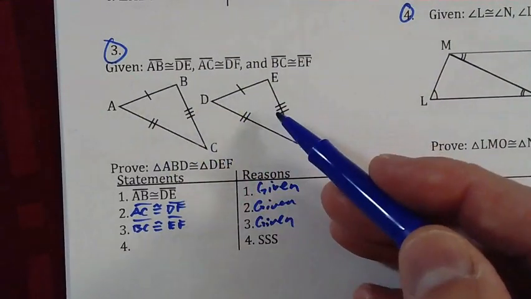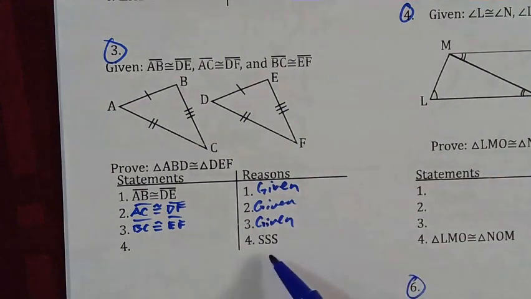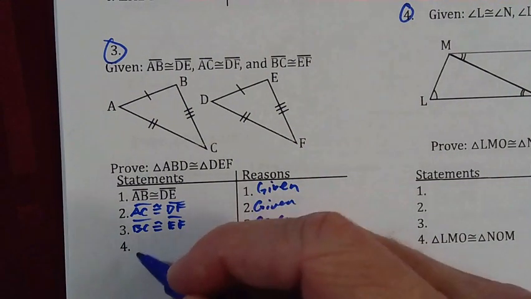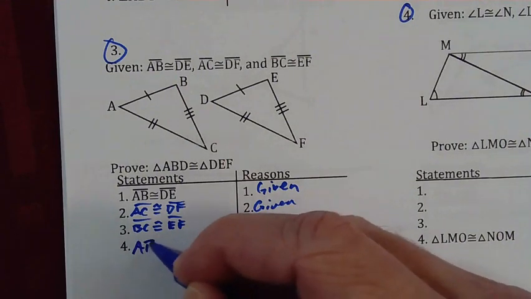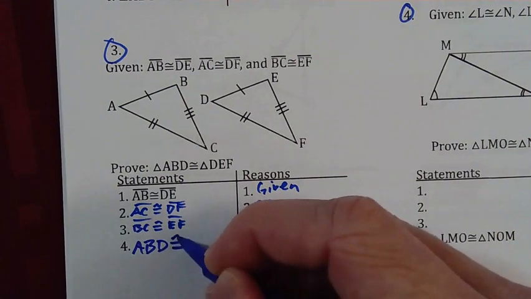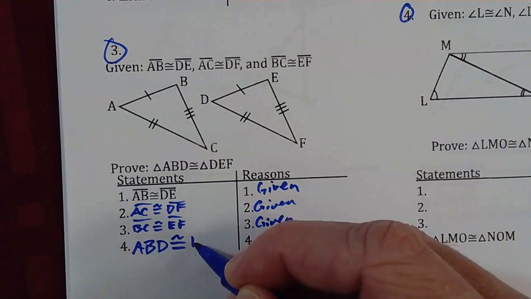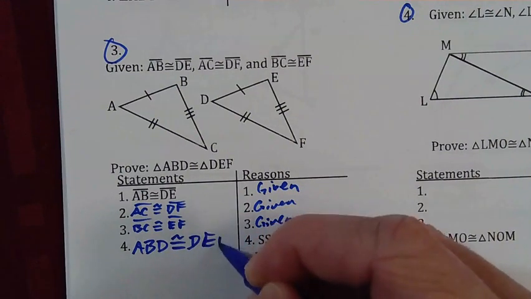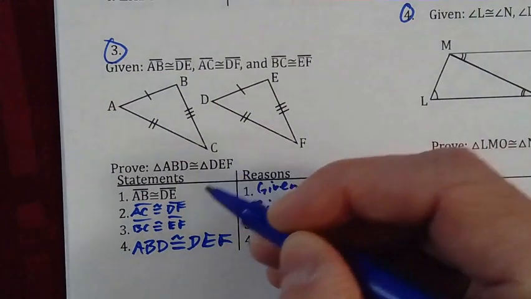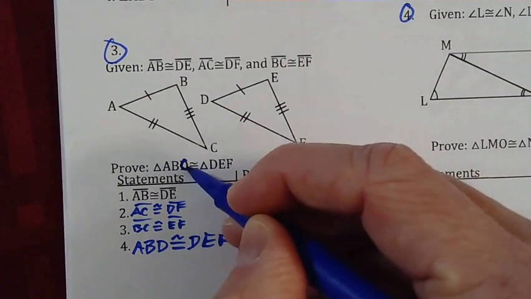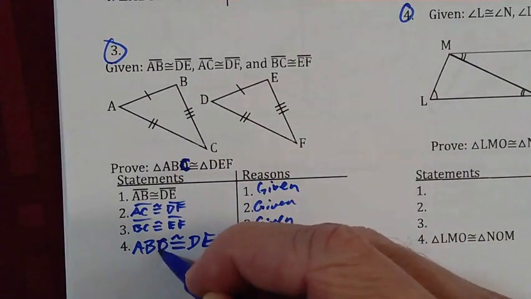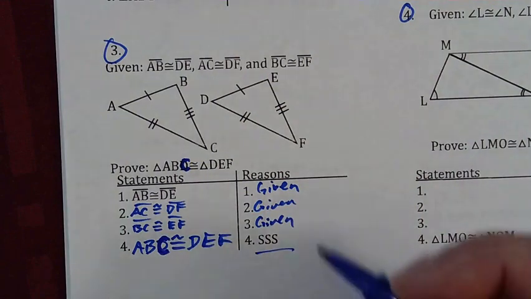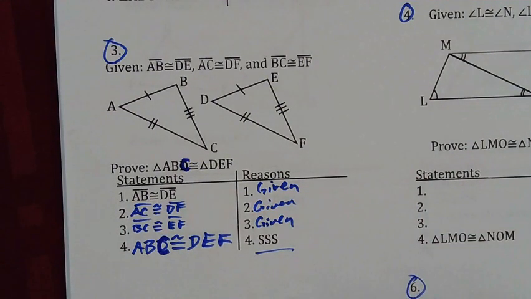I've got 3 different sets of congruent sides. They've already filled in the blank, side, side, side. All I have to do is say that triangle ABD is congruent to triangle DEF. And I'm looking at this, and that's a typo. That doesn't make sense. This should be triangle ABC. I didn't even notice that, but that is triangle ABC is congruent to triangle DEF. Interesting. So that is that one.